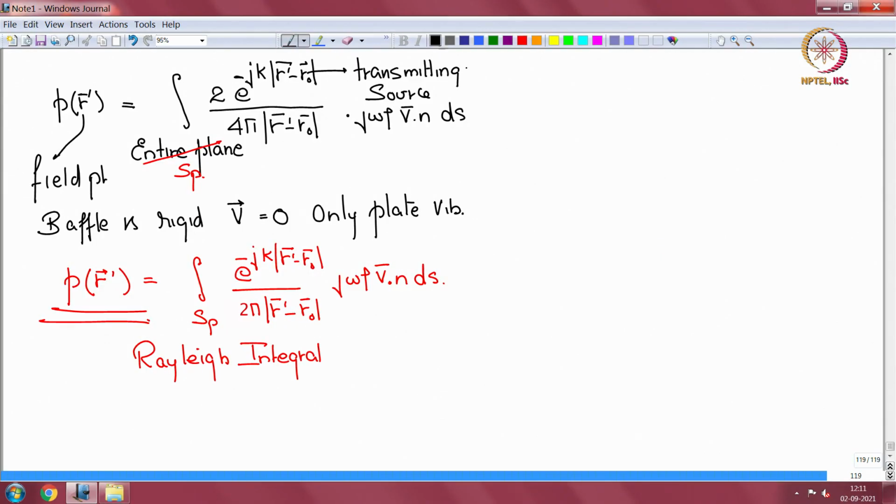So last time we ended up with this Rayleigh integral, okay, and this time I said we will find an expression for sound radiation from a plate set in a rigid baffle. Okay, so my plate is sitting in the xz plane.